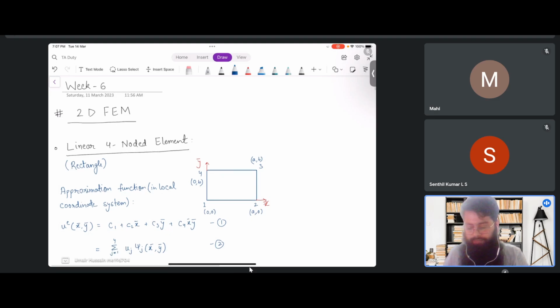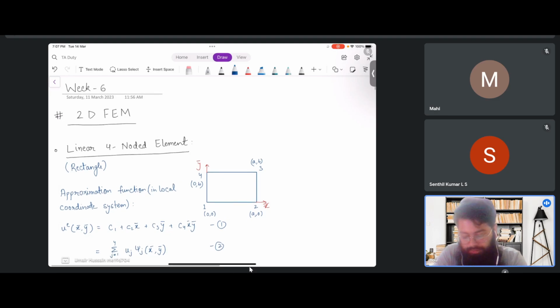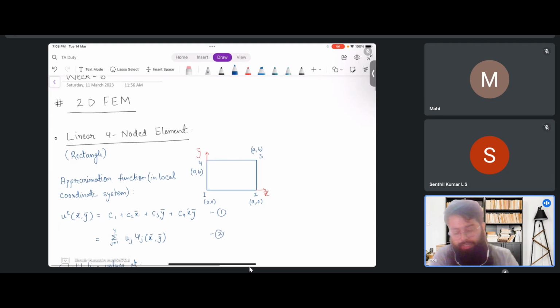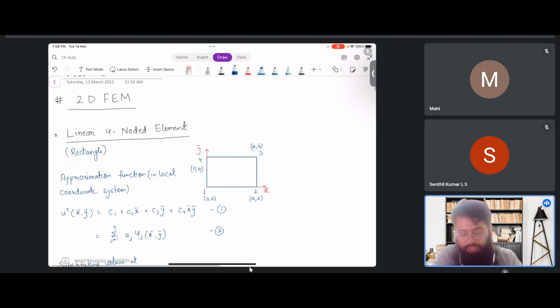So this week we continue our discussion, and now we move on to the linear four noded quadrilateral element. Here particularly we want to derive the approximation functions. So we are looking at a specific case. We consider a rectangle here of length A, and its width is B.